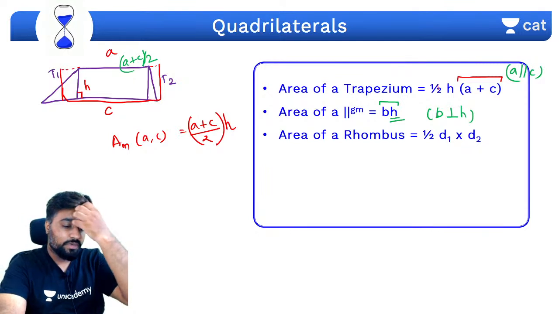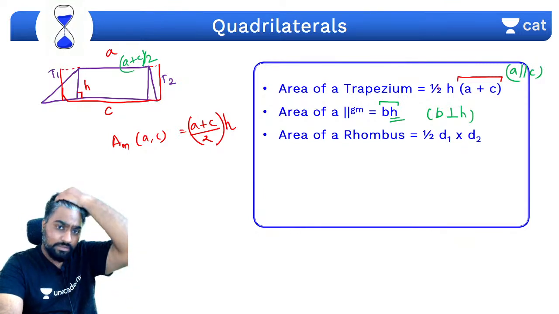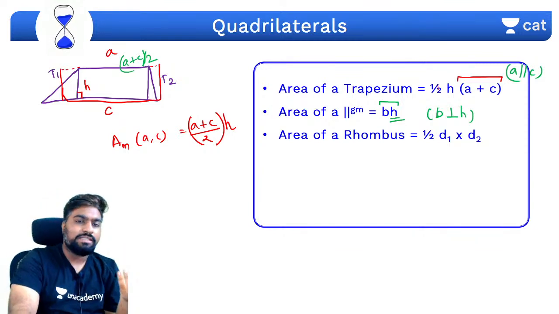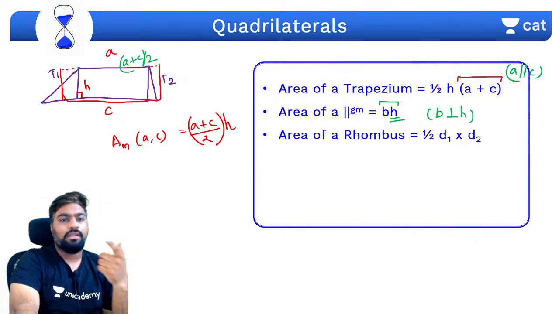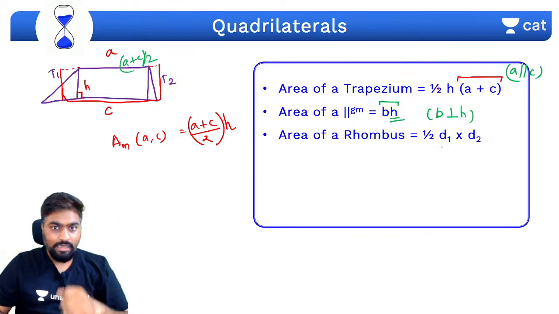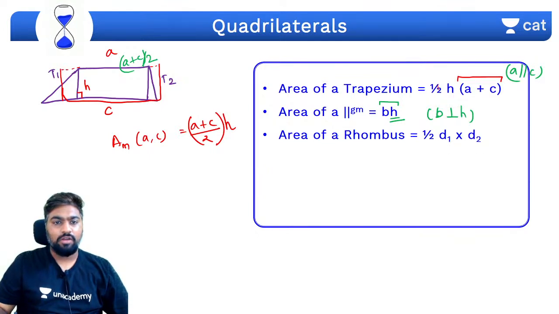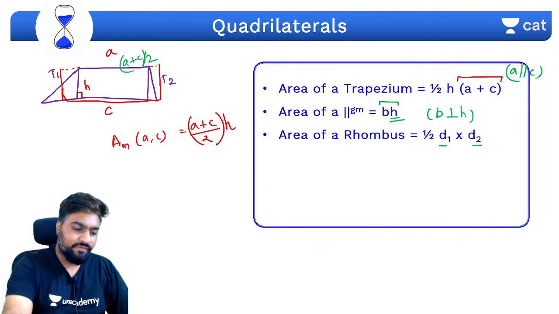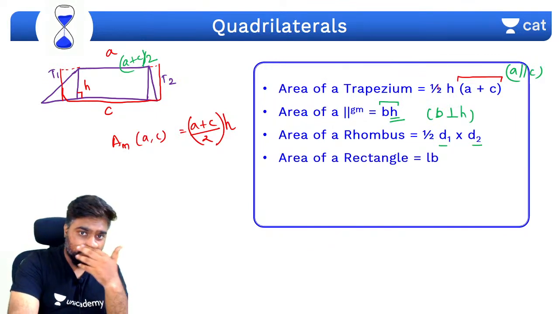How about a rhombus? You can still use base into height as for a parallelogram, because basically a rhombus is just a parallelogram, right? But if you are not able to, then you can go for half times the product of the diagonals. D1, D2 are the diagonals of the rhombus, right? We know the rhombus diagonals won't be equal, so you take the product of the diagonals and then find half of it. Yes, half the product of the diagonals of a rhombus.